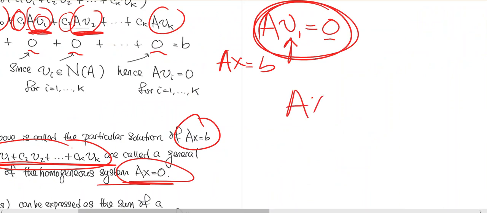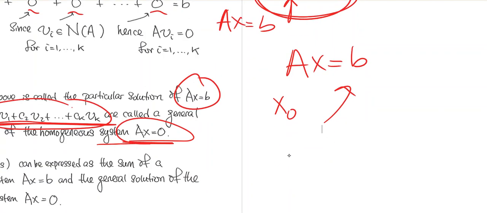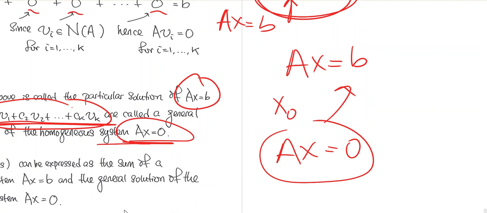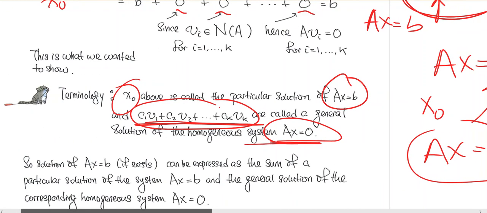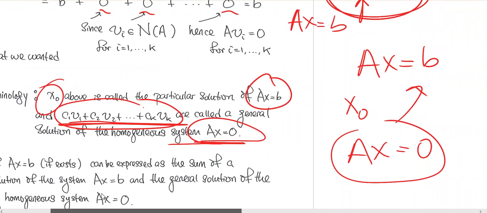So the first part: the solution consists of the particular solutions of this equation and the general solution of this equation. That's what the theorem says, and you can see it from the proof. Now, there are many implications behind this. We are going to look at them.